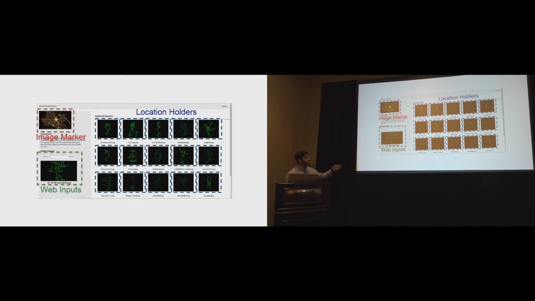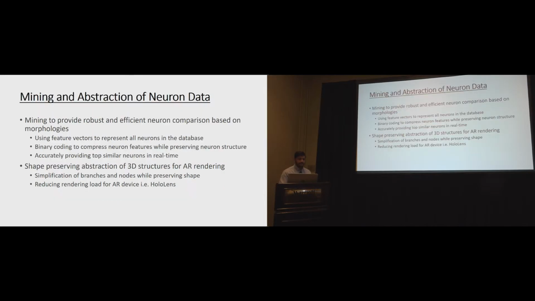So the user can input the 3D neuron that they have interest in, and they can search similar neurons in the data set. For the method that we use for querying similar neurons, we use deep learning algorithms to query similar 3D structures from the database using feature vectors to represent all neuron sets in the database. And to make it easy for AR devices to render those 3D objects, we use shape preserving binary coding to compress the neuron features while preserving the main structure.